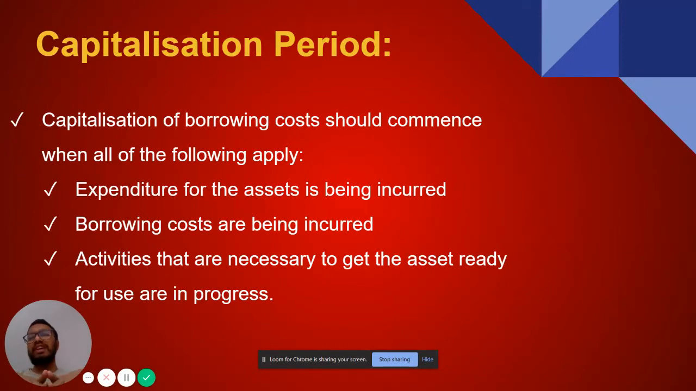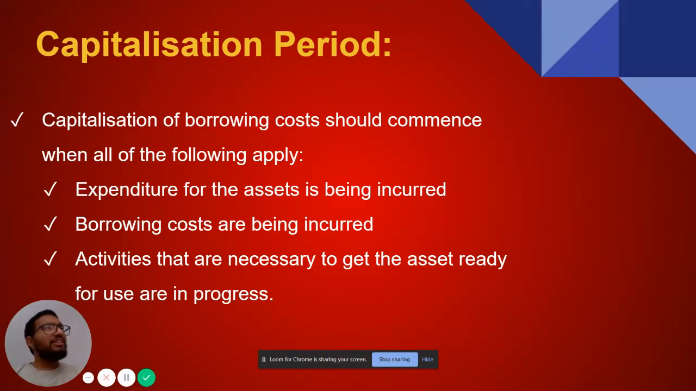Similarly, what will be the capitalization period? Your capitalization period could commence when all of the following conditions apply. First, the expenditure is being incurred. If your expenditure is not being incurred, then you can't capitalize that cost. The expenditure for the qualifying asset that you are constructing, acquiring, or producing should be incurred as well. Similarly, borrowing cost is also being incurred: the interest is being charged by the lender, so the lending fees are being charged.